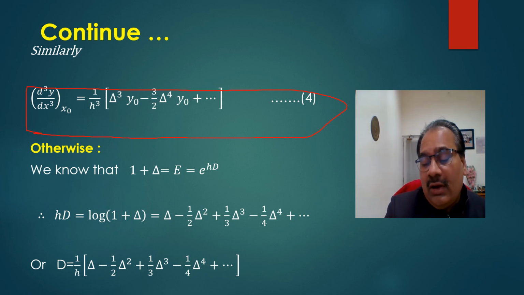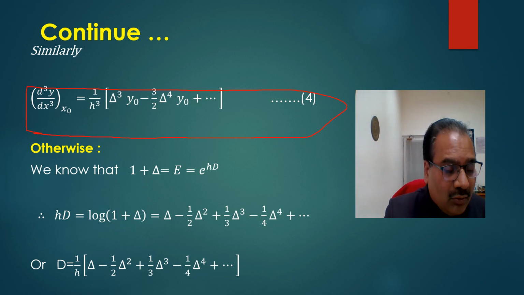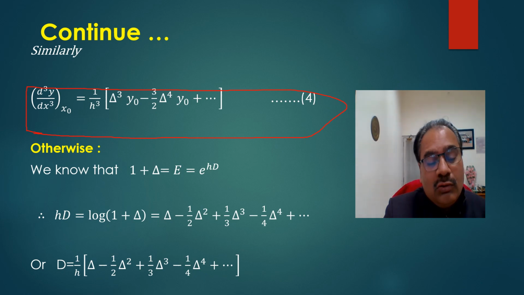But since we already know about the various operators, with the help of operators also you may find the same result. How? Just look here. This is the second method. We know that 1 plus forward del is equal to E, the shift operator, and this is equal to e power hD, where D is your differential operator.